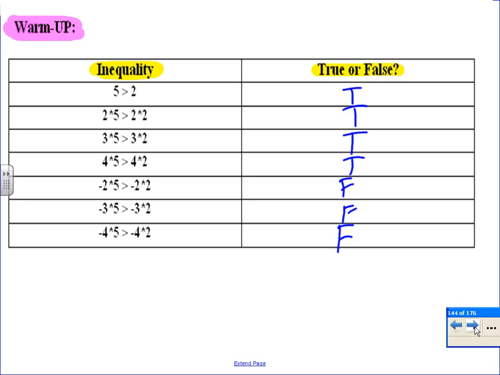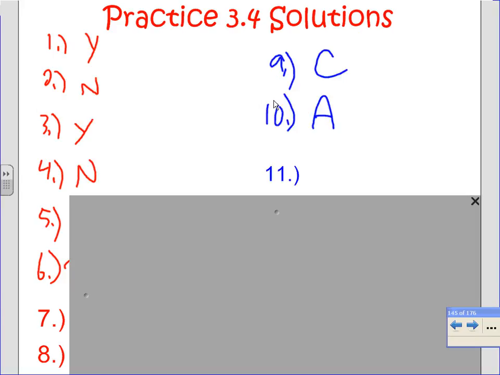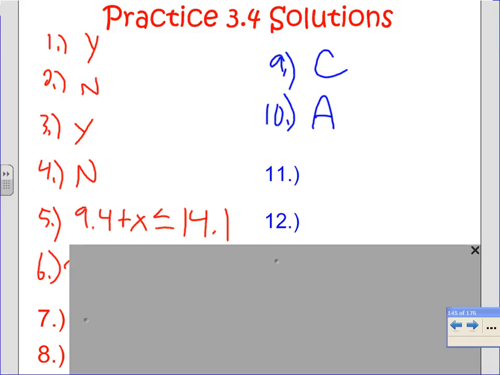Okay, let's go over homework and see how you guys did on this. Okay, so practice 3.4. Let's go through the answers and then we'll come back to questions. Okay, Justin, can you tell us the answer for 1, 2, 3, and 4? Good. Yes, no, yes, no. Okay, number 5, Alyssa, give us your inequality. Awesome. Number 6, Emma H.